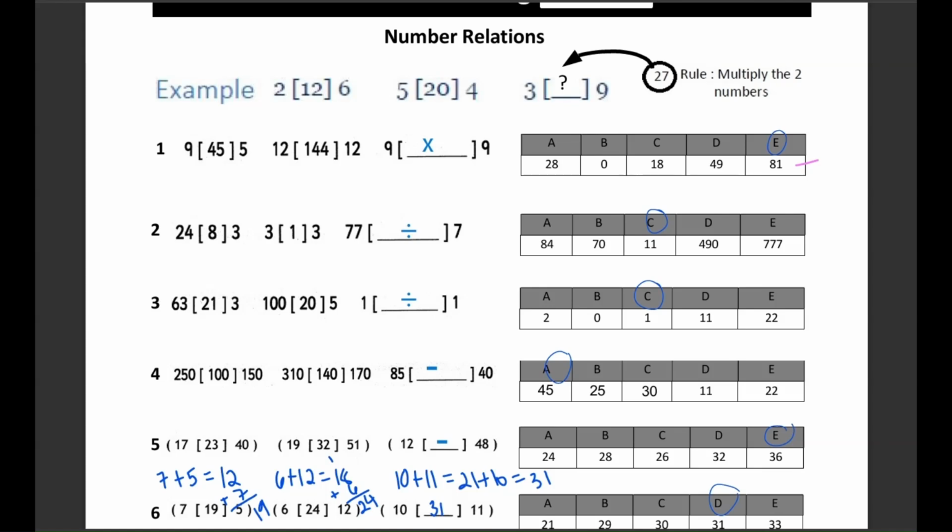The pattern here is multiplication. 9 times 5 equals 45. 12 times 12 equals 144. So 9 times 9 is 81.